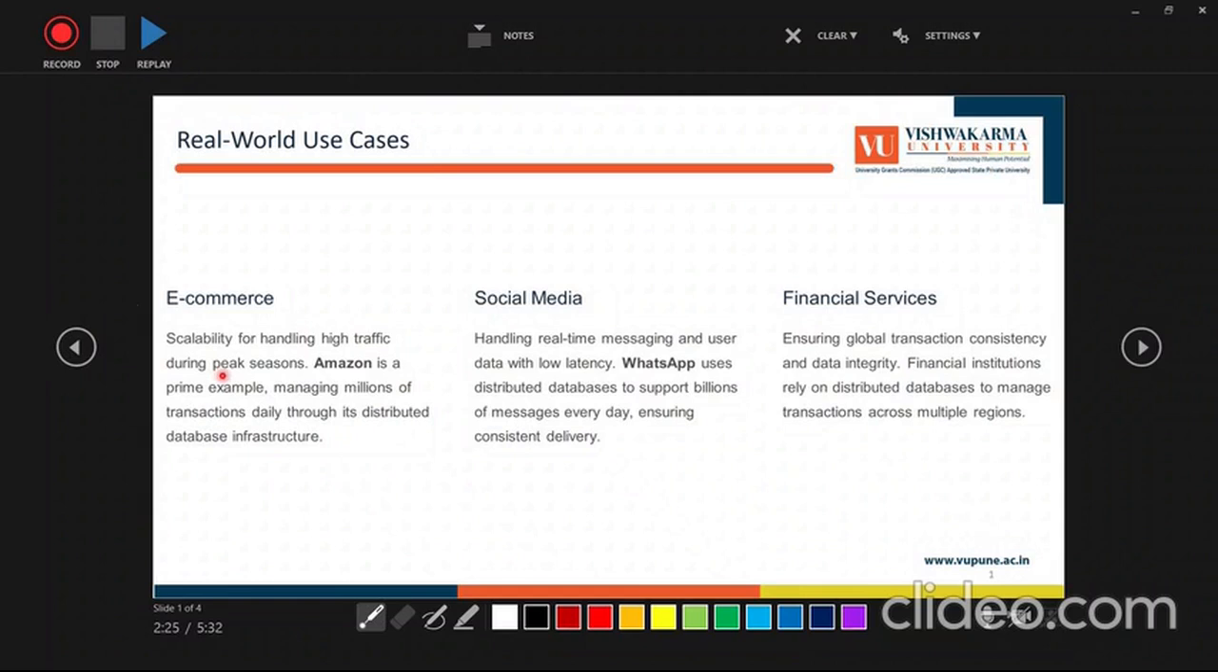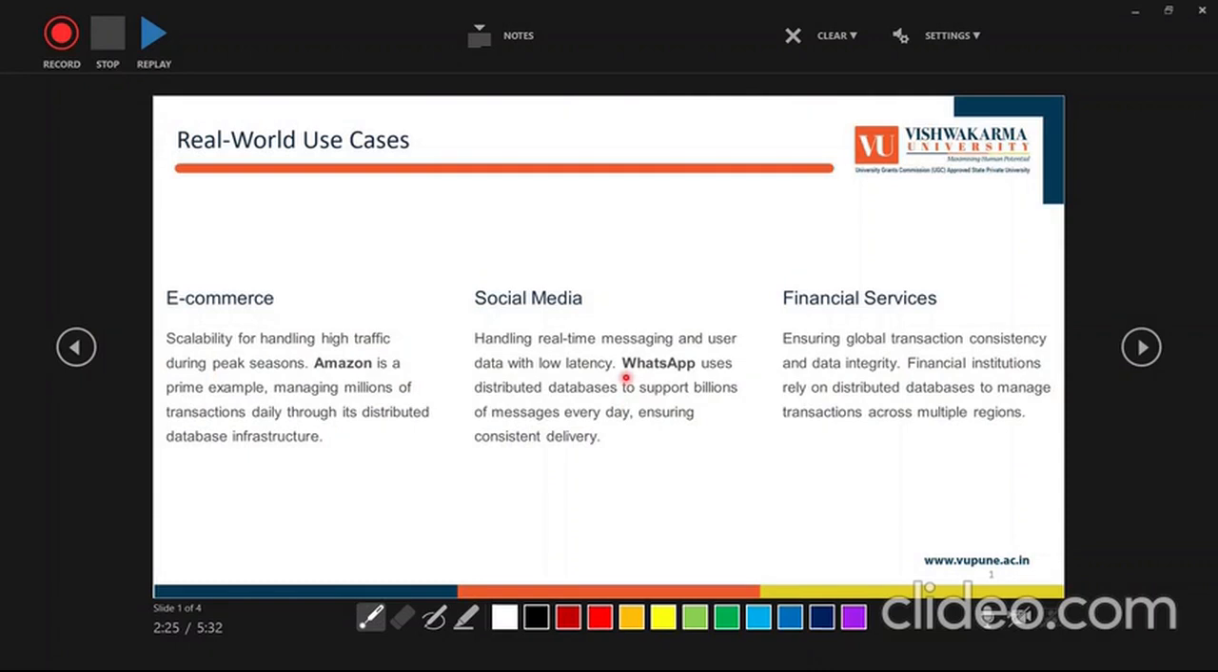Now, after that, we have social media. In social media, we have real-time messaging for users with low latency. Low latency means it takes a really tiny amount of time to receive and send your message. They have a large amount of user data. The best example for it is WhatsApp. WhatsApp has a distributed database which supports billions of messages every day and ensures their consistent delivery.